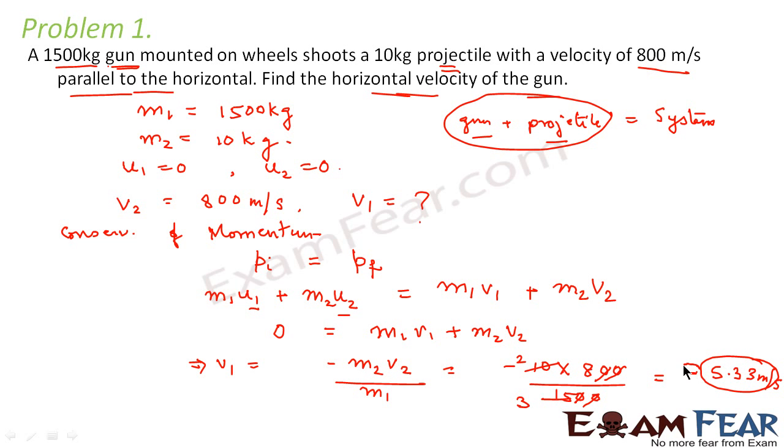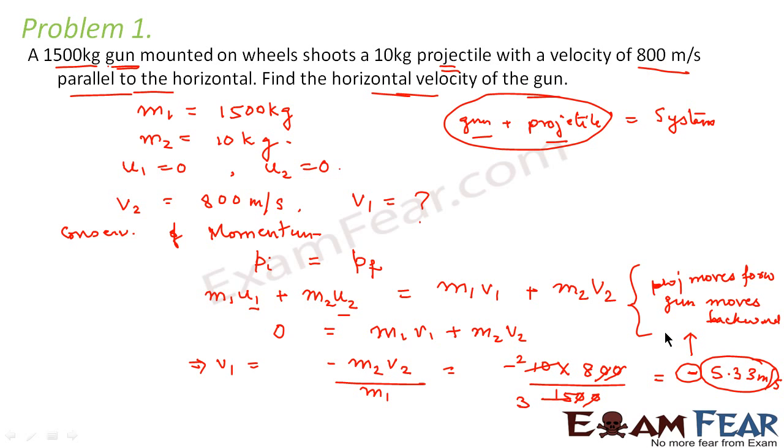Now what does the negative sign indicate? It indicates that the velocity of the gun would be in the opposite direction. That means if the projectile moves forward, then the gun moves backward, that means in the opposite direction. So I hope the problem is clear now.